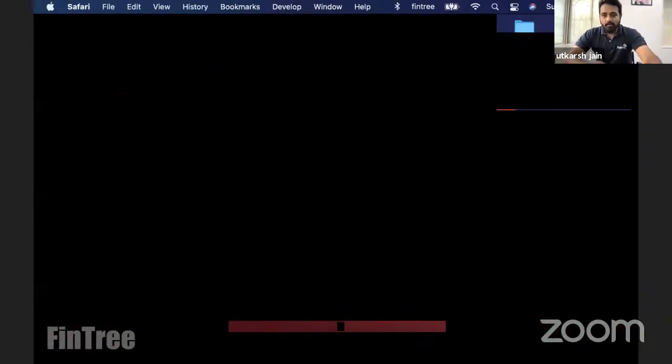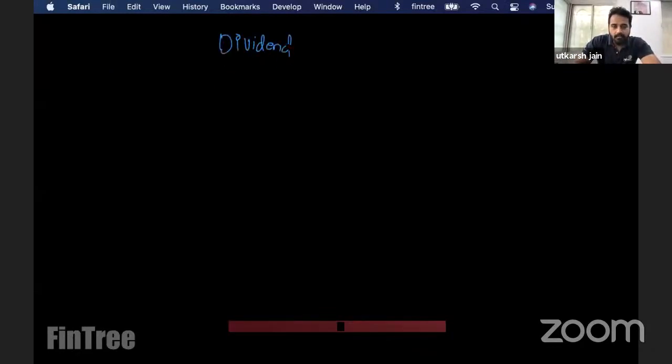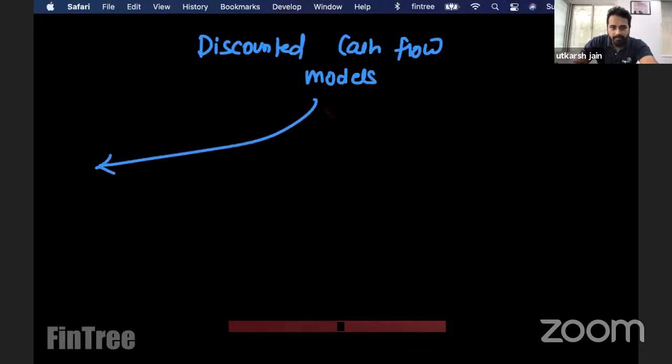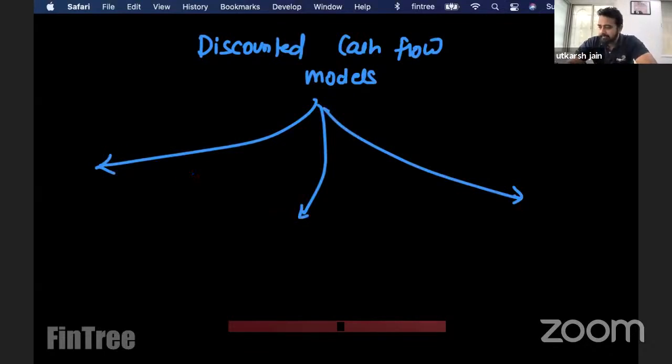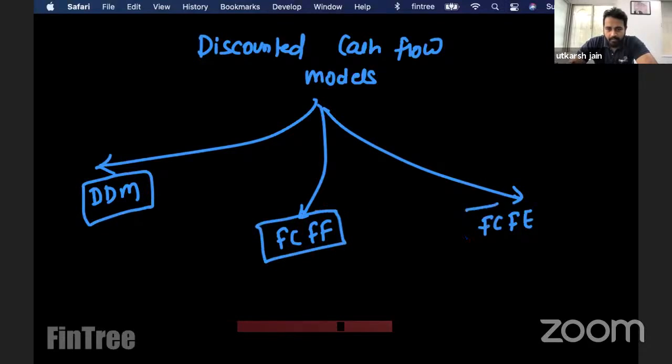Okay. All right, Sid. With this background, now let's have fun with dividend. In fact, a broader umbrella. Let's have fun with the discounted cash flow models. Within discounted cash flow, we have a few variants here. So we have something called the dividend discount model. We have something called free cash flow to the firm model, so FCFF. And then we have free cash flow to equity, FCFE. So dividend discount model, free cash flow to the firm model, and free cash flow to equity model.